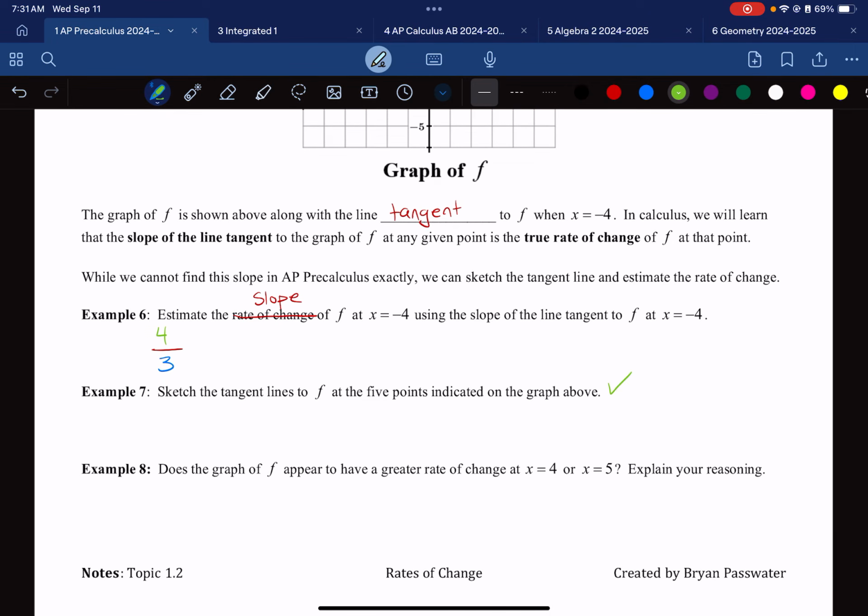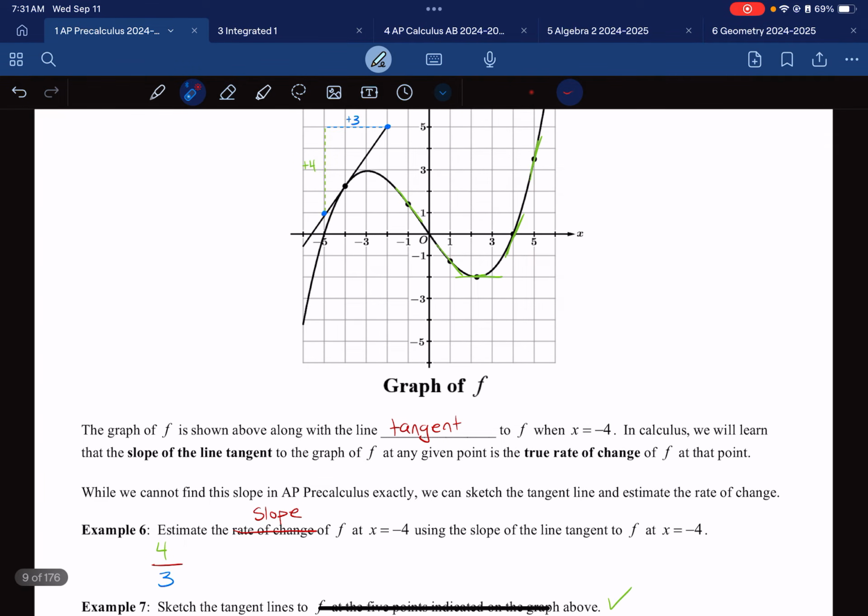So cool, check. Example 8, does a graph of f appear to have a greater rate of change? And again, I see that word rate of change, slope. Rate of change and slope are basically the same thing. Does the graph appear to have a greater slope at 4 or at 5? And explain. It does want us to explain now. So I'm looking at 4 and I'm looking at 5. Which of these two slopes is a larger slope? The greater of the slopes.